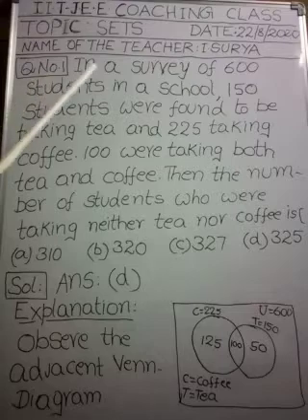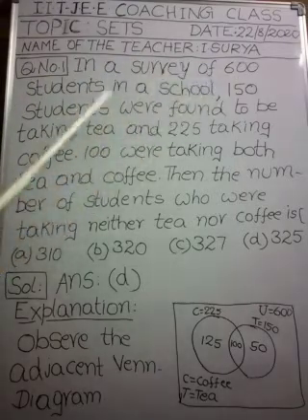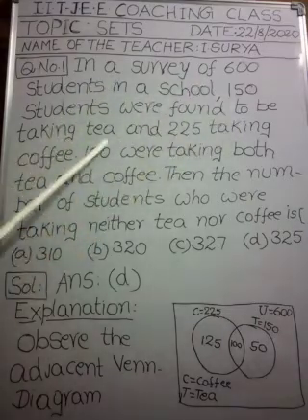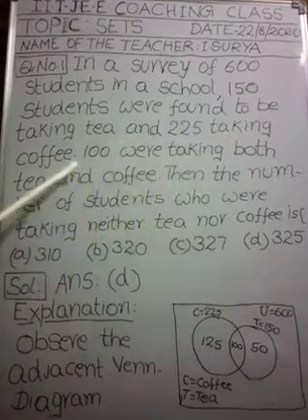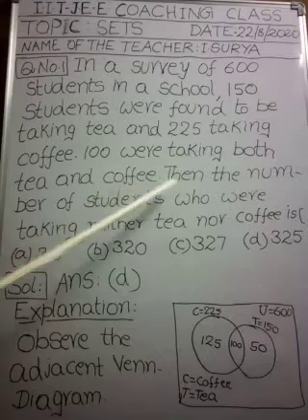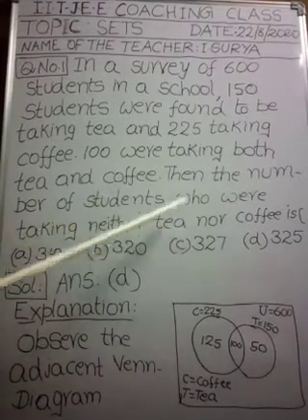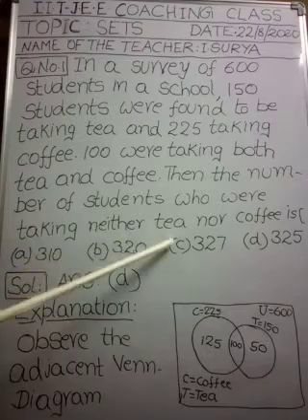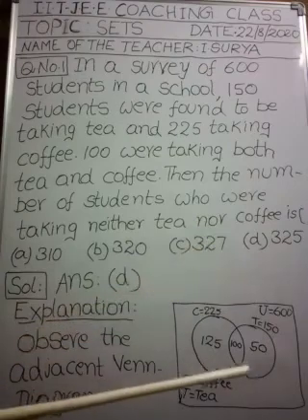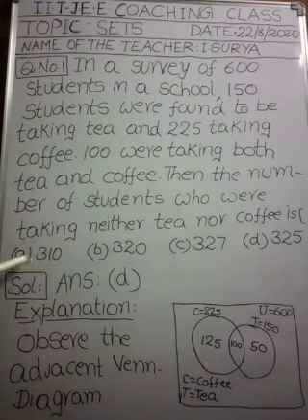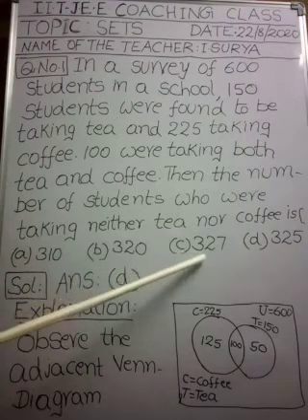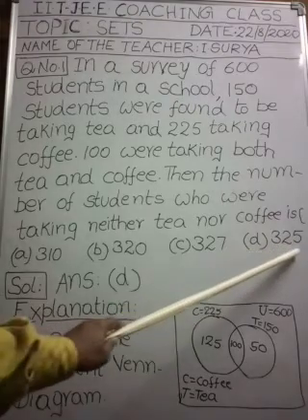Question number 1. In a survey of 600 students in a school, 150 students were found to be taking tea and 225 taking coffee. 100 were taking both tea and coffee. Then the number of students who were taking neither tea nor coffee is. Understood this question, my dear children? See the first option 310, second option 320, third option 327, and fourth option 325.